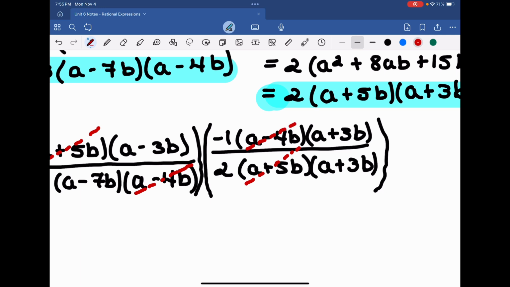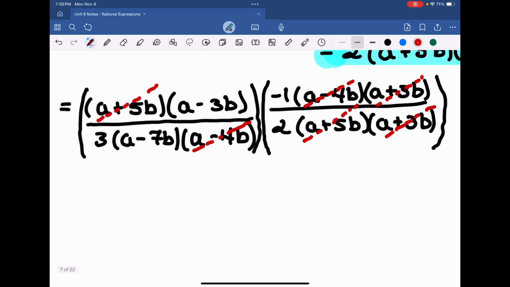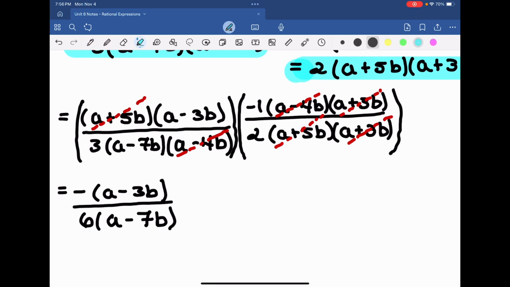Let's cancel the a minus 4 here. Let's cancel the a plus 3 and the a plus 3. Now what this is going to leave us with is we have this negative. So I'm going to write one more step here. This is equal to negative a minus 3b in the numerator of the first term. And then in the denominator, we have 3 times the a minus 7b times 2. 3 times 2 is 6. The one binomial left behind is a minus 7b. So there's our ending term here, and that looks a lot better.